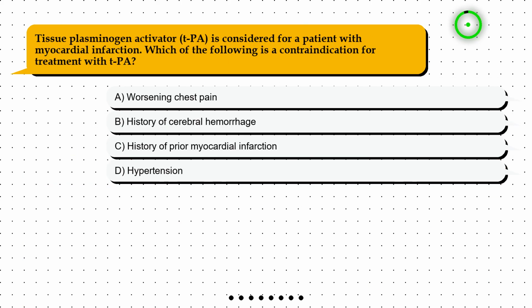Question 5. Tissue plasminogen activator, TPA, is considered for a patient with myocardial infarction. Which of the following is a contraindication for treatment with TPA? Option A, worsening chest pain. Option B, history of cerebral hemorrhage. Option C, history of prior myocardial infarction. Option D, hypertension.